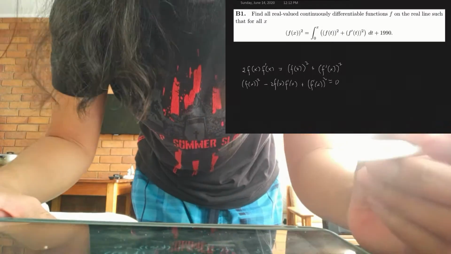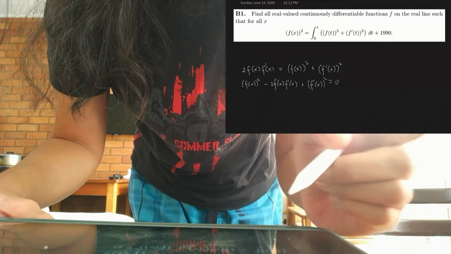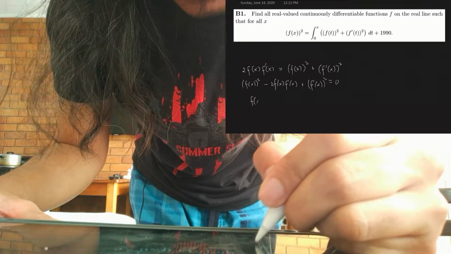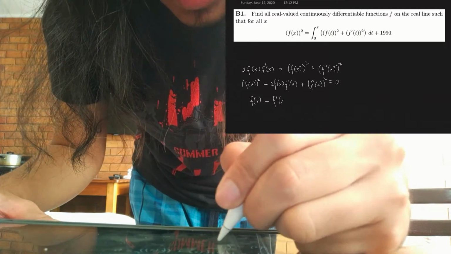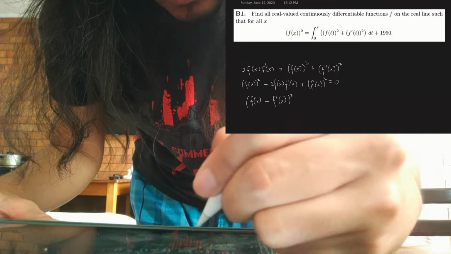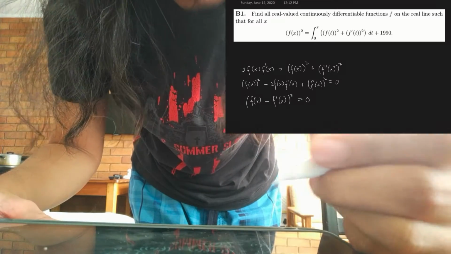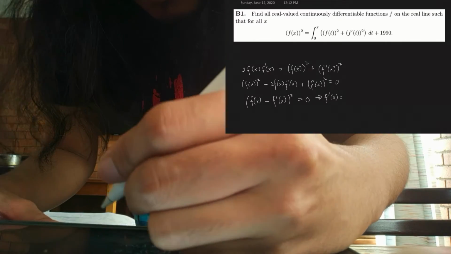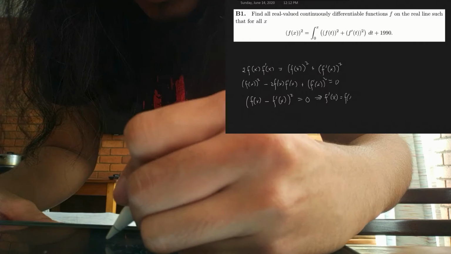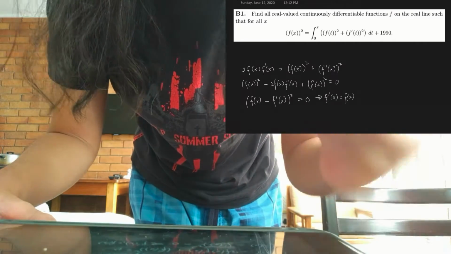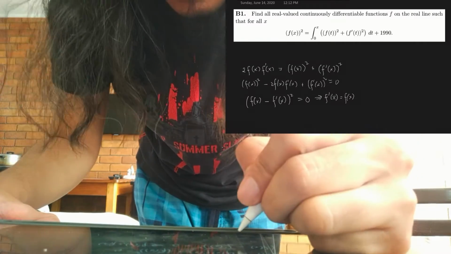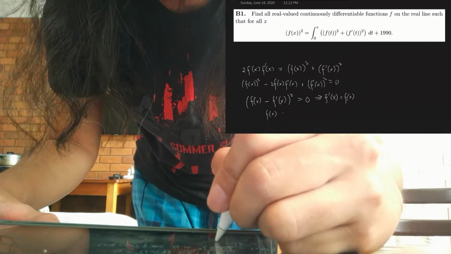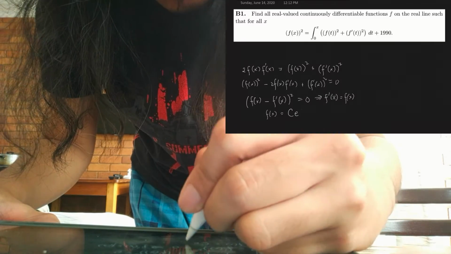From here, we can easily see that this is factorable. You can write this as f of x minus f prime of x, squared, equals 0. So this implies that f prime of x, the derivative of the function we're looking for, is equal to the function. This is an elementary differential equation. The derivative of a function is equal to the function itself, so it is just equal to some constant c times e to the x.